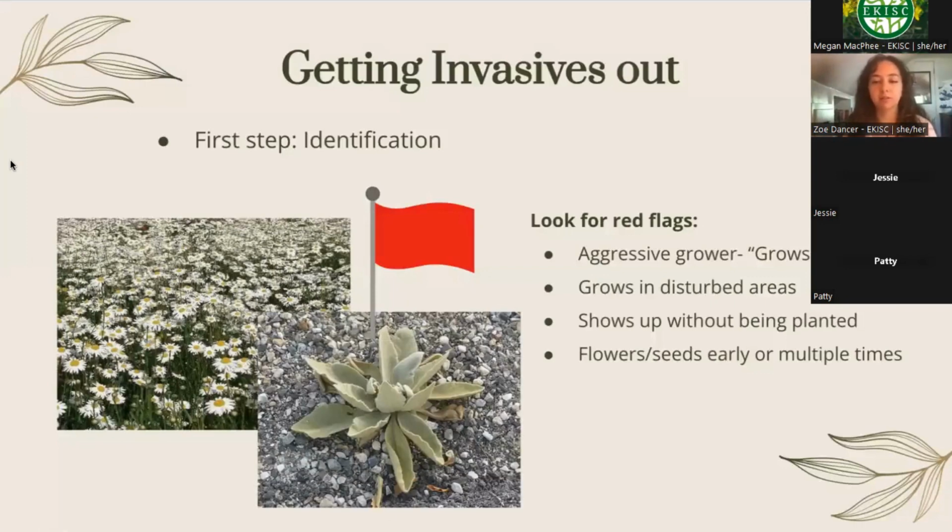So our first step with getting invasives out of your garden is being able to identify them. The first thing is, without even knowing what plant it is, you might be able to know if it's invasive. Some things to look out for: if it's a really aggressive grower, if maybe it's been sold to you as something that grows like a weed, maybe it is a weed, and not just benign, maybe it is really taking over. If it grows in disturbed and gravelly areas like this mullein here, maybe you didn't even buy it, maybe it just shows up, that can be a red flag.